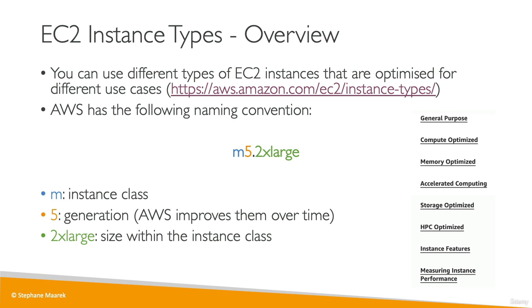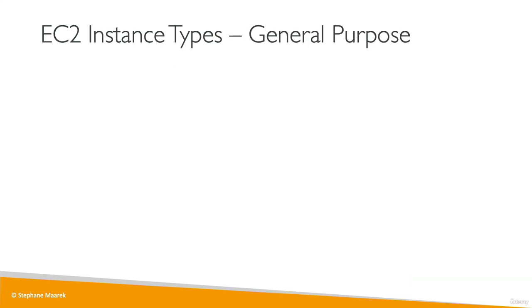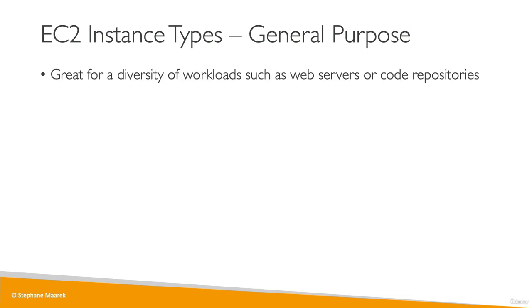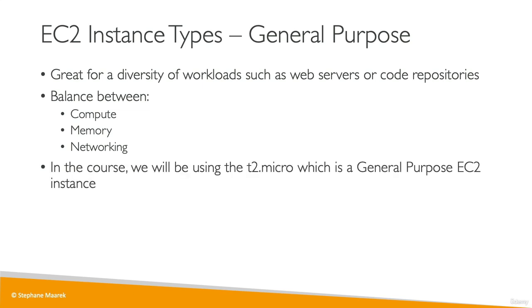So from an exam perspective, what do you need to know? Well, we'll talk about a few different instance types. You have general purpose, and these are great for a diversity of workloads such as web servers or code repositories. They have a good balance between compute, memory, and networking. In this course, we'll be using general purpose instances. We'll be using the T2 micro, which is the free tier general purpose type of instance.